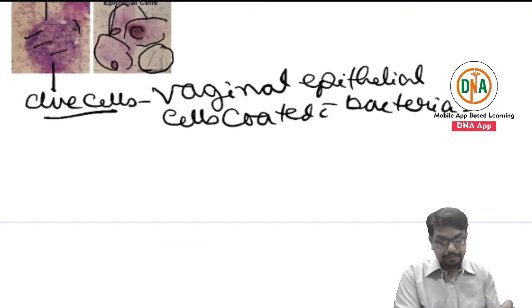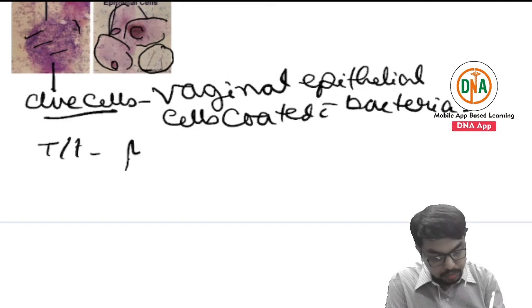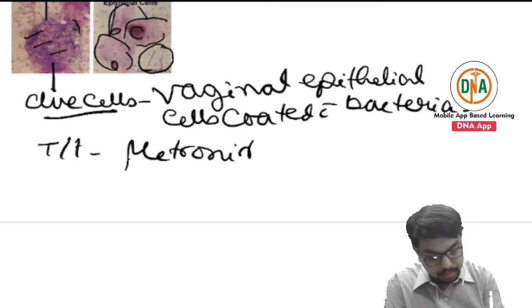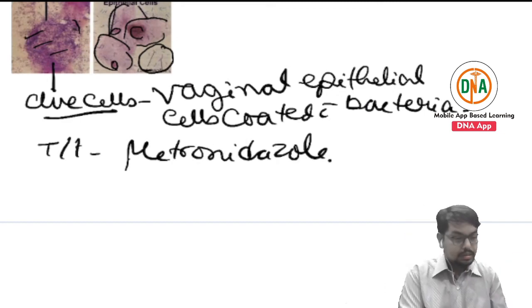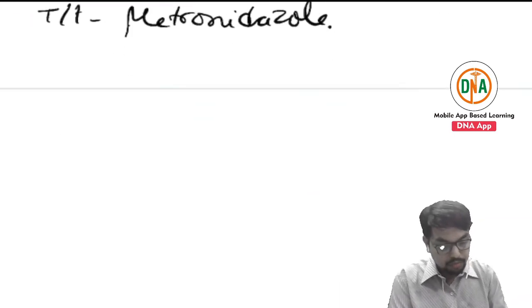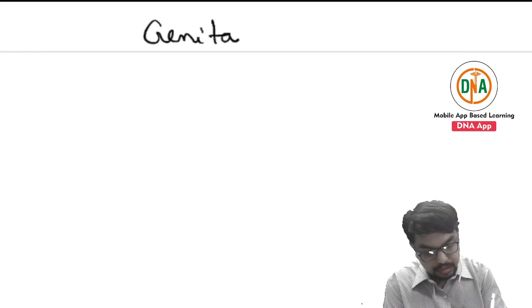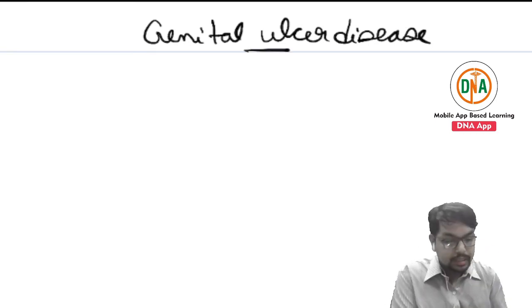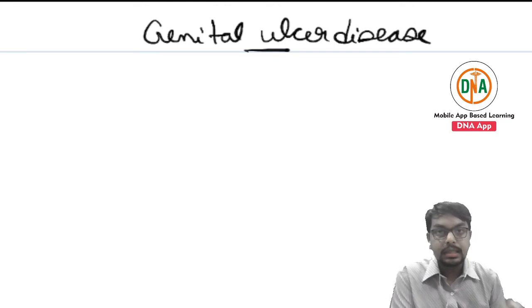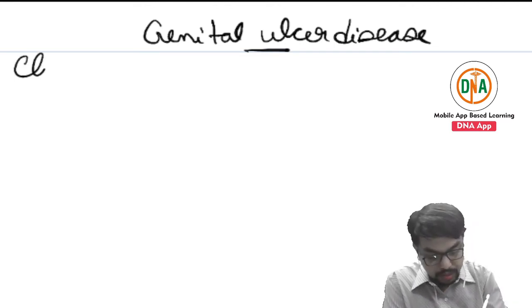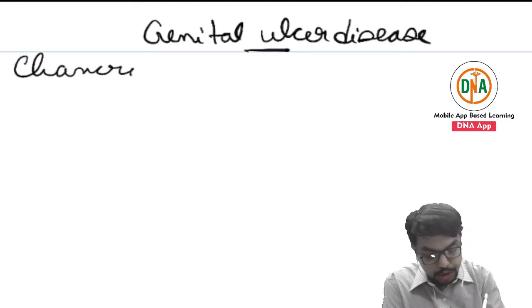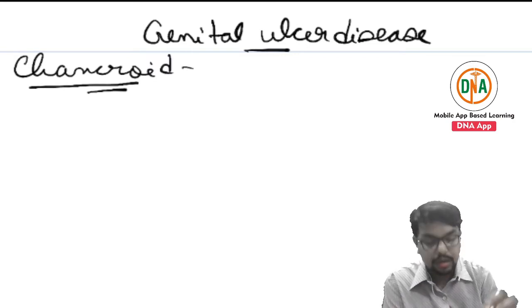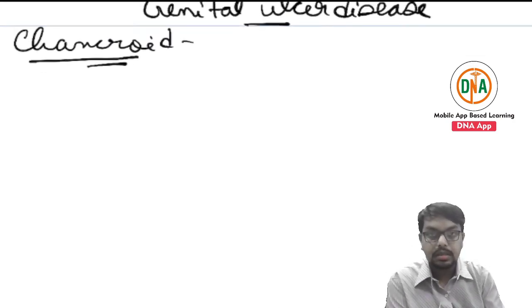Next, treatment is also metronidazole. So we have discussed the discharge syndrome. Now what we will discuss is genital ulcer disease. One important cause of genital ulcer we have discussed previously, that is syphilis. Now what we are left with is chancroid. This is a bacterial disease also.